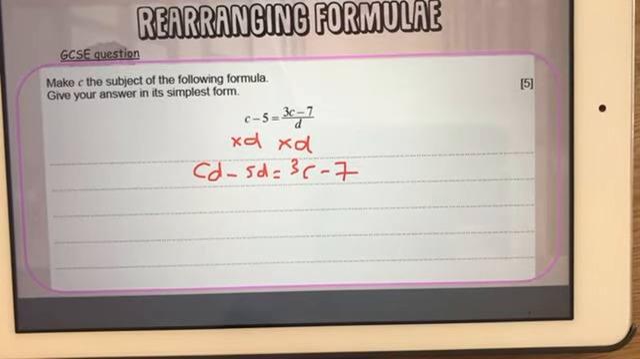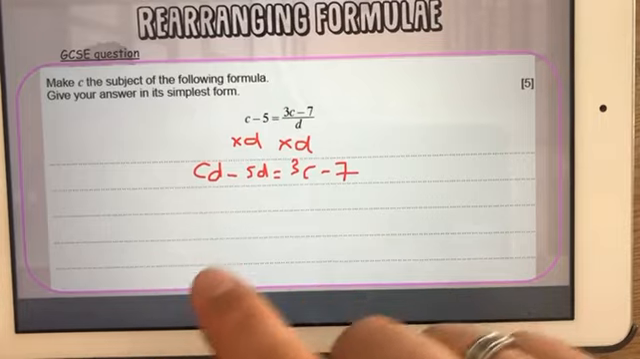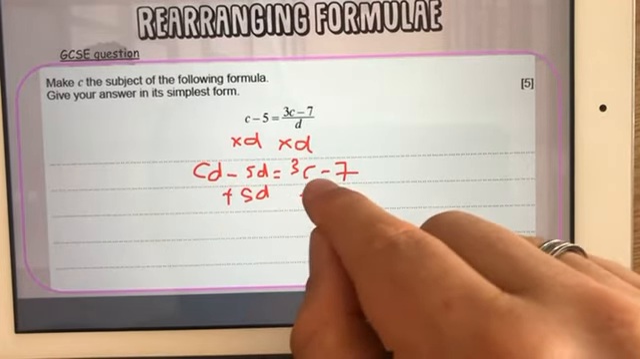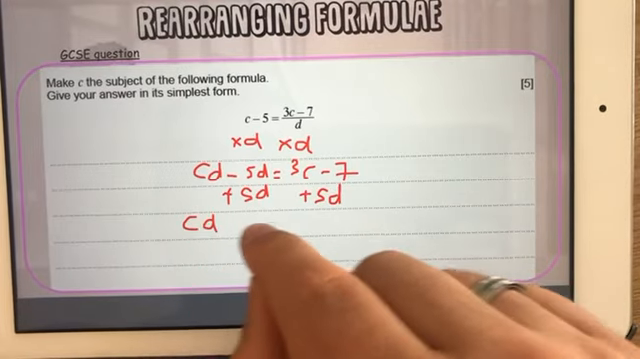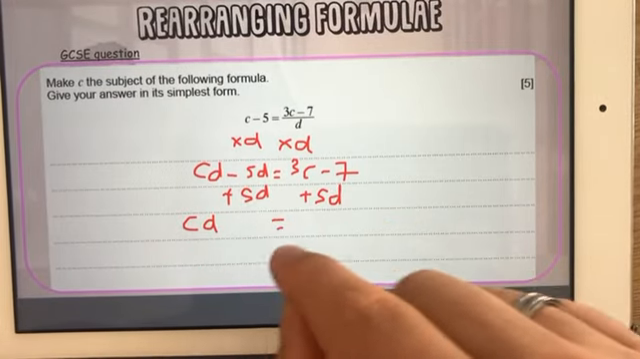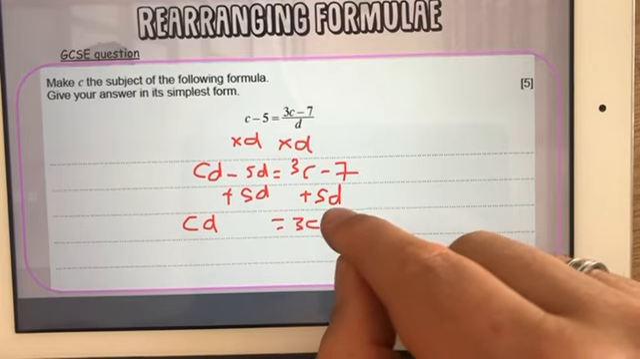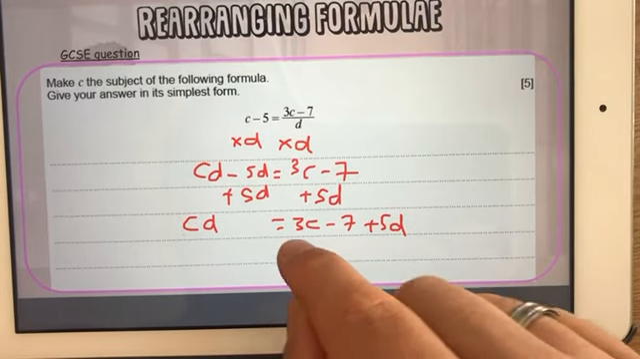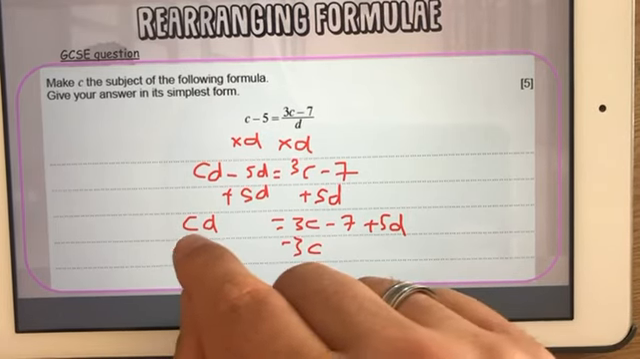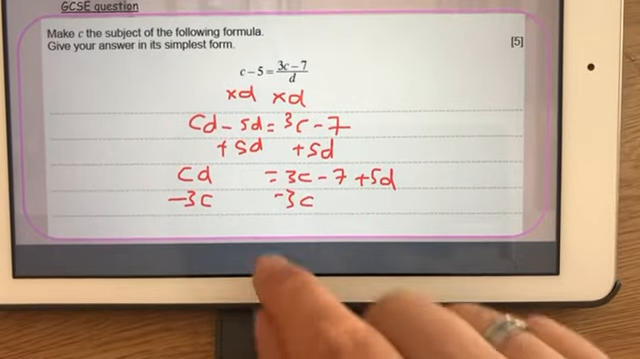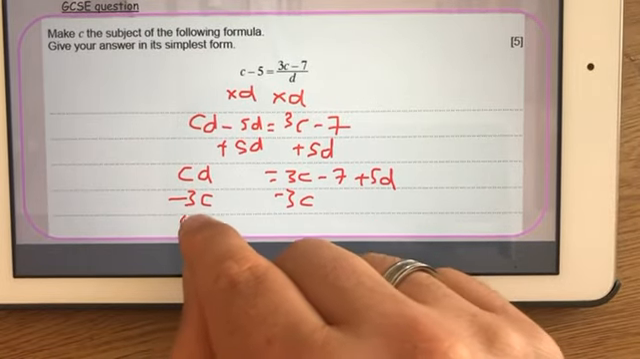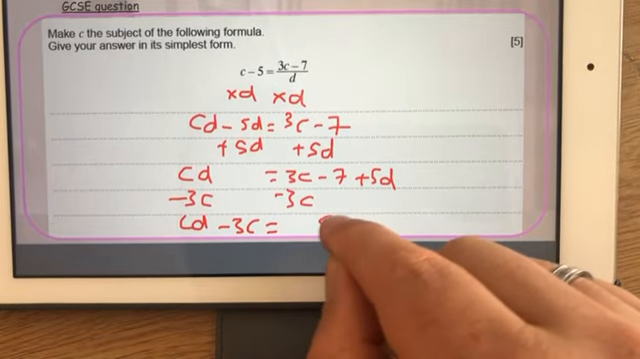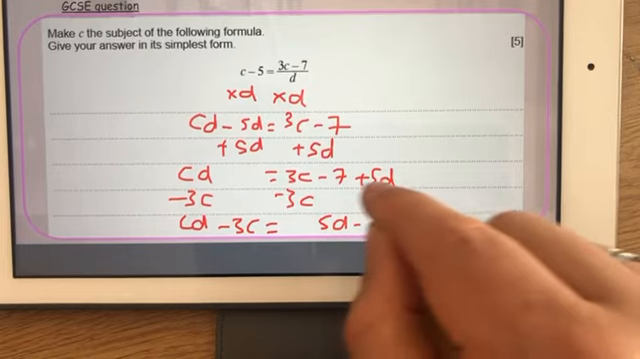Now, I want all my things with C in on one side and everything else on the other side. So I'm going to add 5D first to this side. I end up with CD equals, those two cancel out, 3C take away 7 plus 5D. Then I'm going to take away 3C next to get 3C on the other side. If I do that, I end up with CD take away 3C, they cancel out, equals 5D minus 7. It doesn't matter which way around you write those.